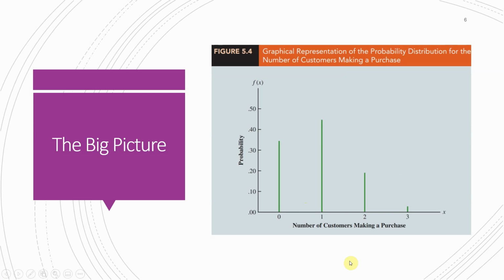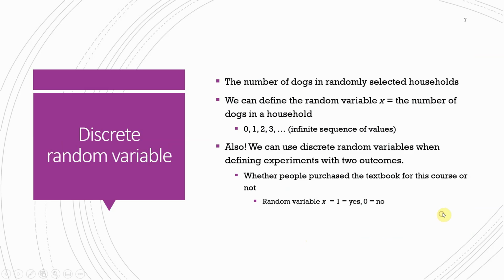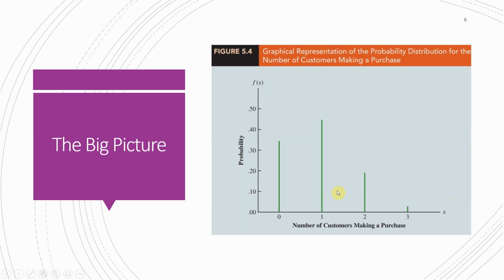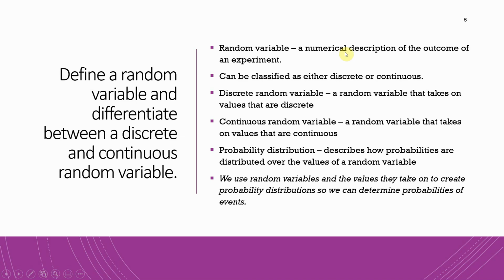Taking a step back, let's look at this example. This is the number of customers making a purchase when they go into a store, and then the probability of purchase. Looking at this graph, what is the probability that one person makes a purchase? It's somewhere around 0.45. So what is this, the number of customers making a purchase? This is our random variable. Random variable X, sometimes it's called, is the number of customers making a purchase. Remember, a random variable is a numerical description of the outcomes of an experiment.